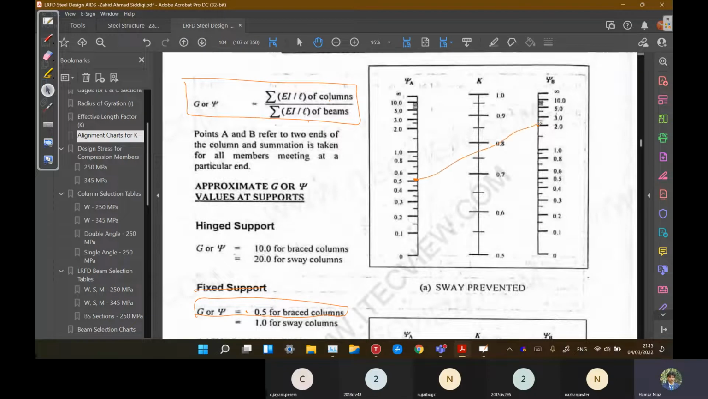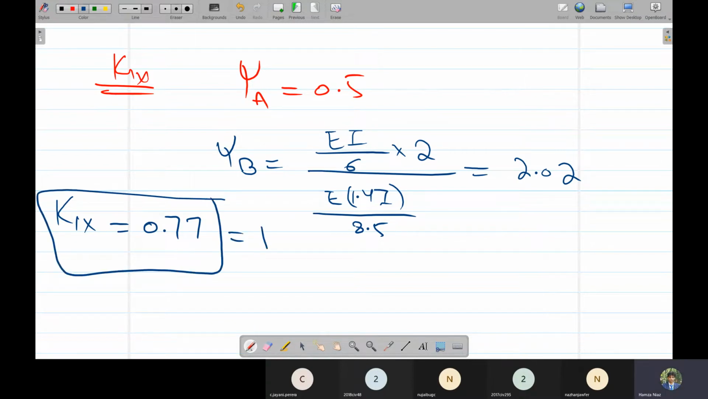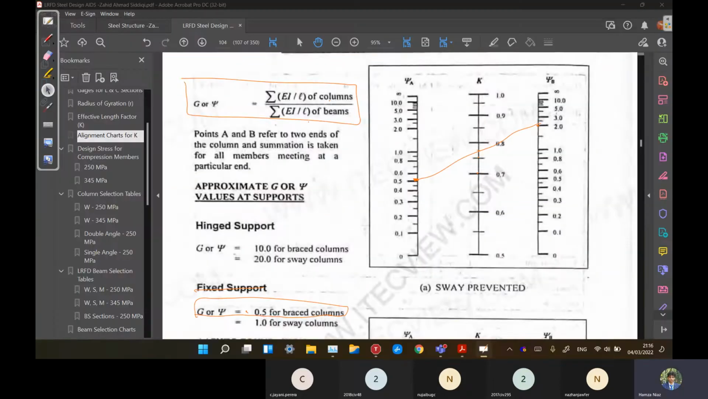So if we join them, our K1x value would be 0.75, almost 0.77. So K1x is equal to 0.77. And we'll round it up to 1 because we are not going to use any value lesser than 1. We conservatively round it to 1. Any problem in this? Write with charts. That is how we are going to use these.